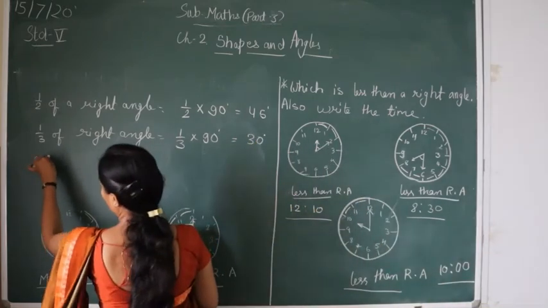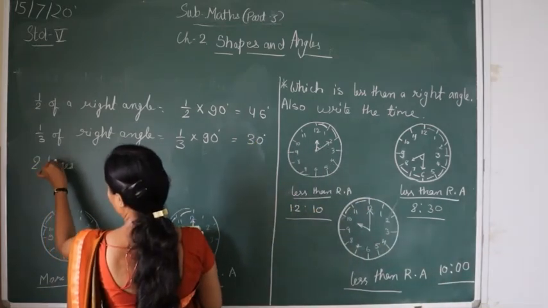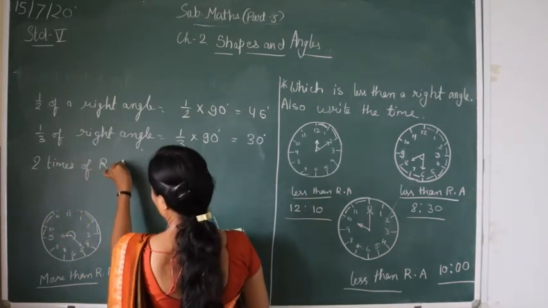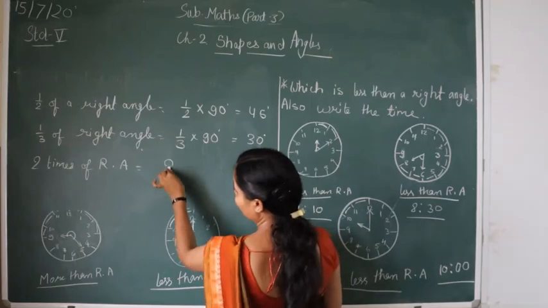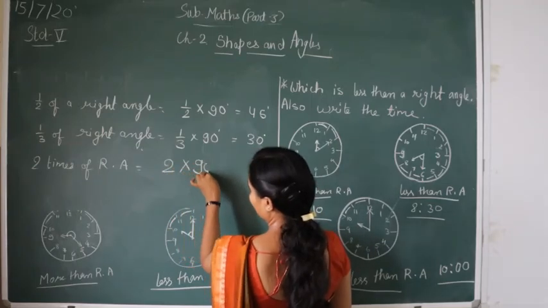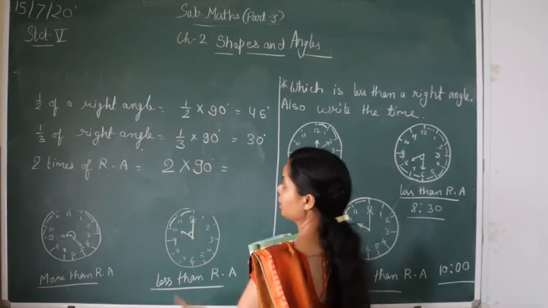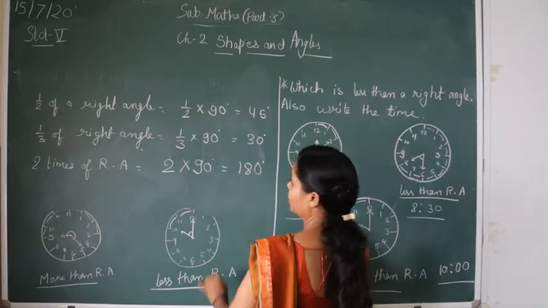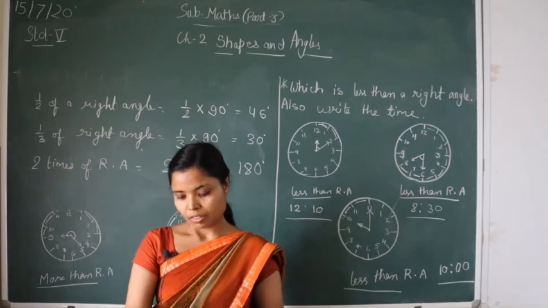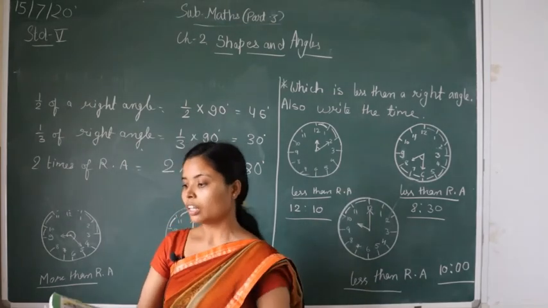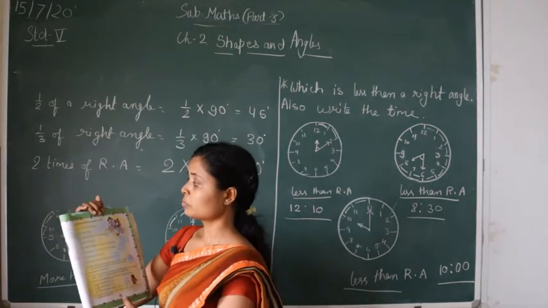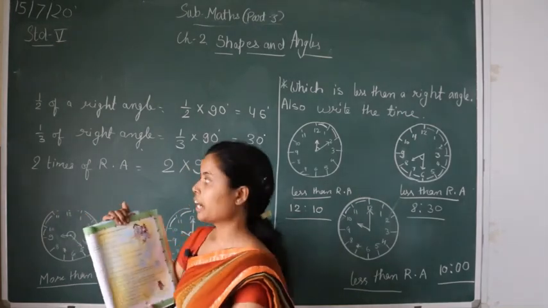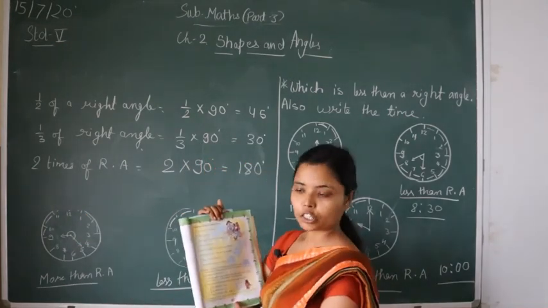Then 2 times a right angle. What should we do? We multiply 2 by a right angle, which means 90. So what do we get? 2 nines are 18, and 0 is there. So there is 180 degrees. Students, I hope you understand well. There is the activity, making a degree clock, page number 31. Try to solve this and enjoy it.